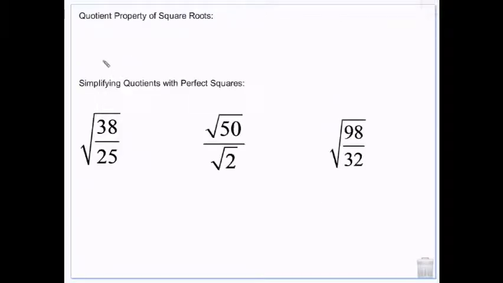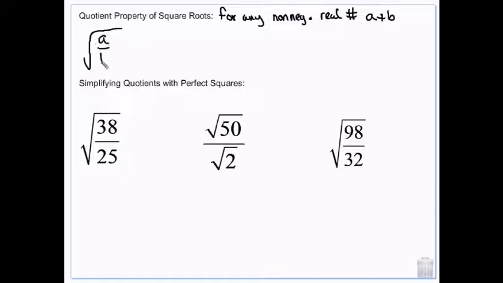And the quotient property of square roots is this. For any non-negative, again, they have to be non-negative real numbers. If I have a fraction underneath the radical, that is the same thing as a radical over a radical, or if I have a radical over a radical, it is the same thing as a fraction under the radical.